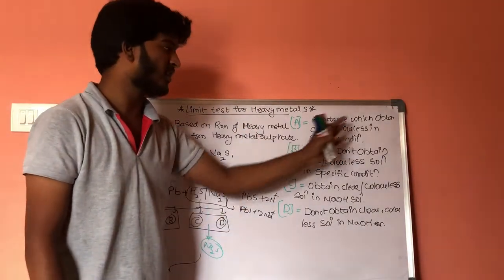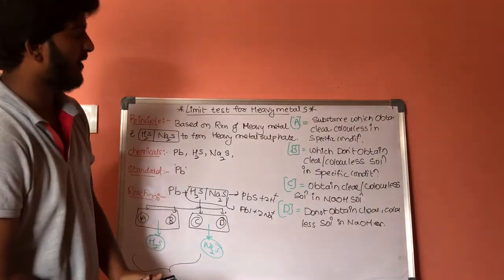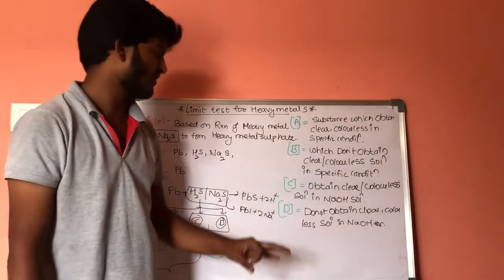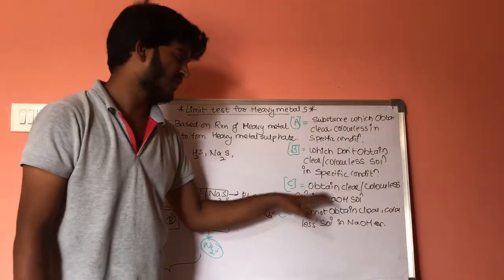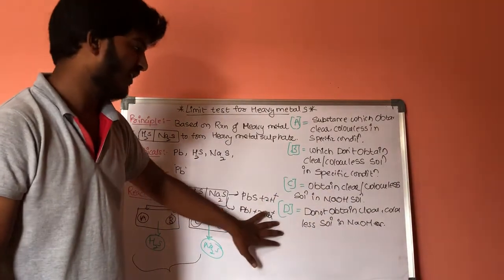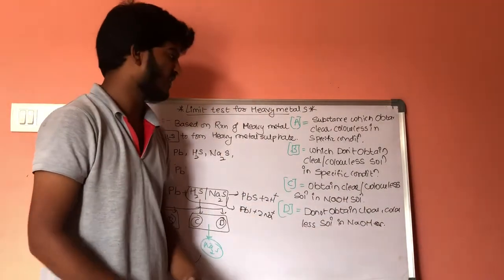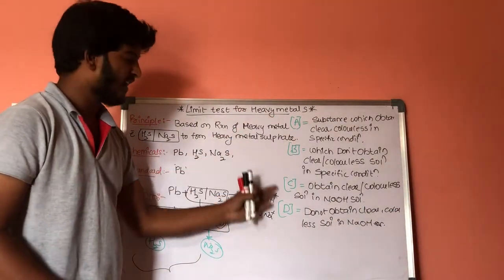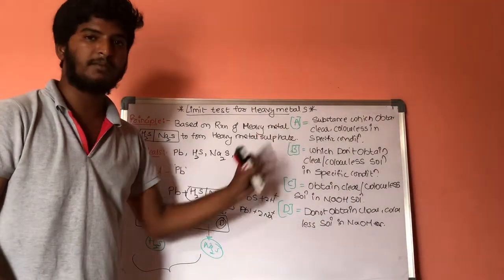Method A is used for the solutions which obtain clear and colorless solutions in specific conditions, whereas method B is used for the solutions which do not obtain clear colorless solution in specific conditions, whereas method C is used for the substance which obtains clear colorless solution in sodium hydroxide solution, whereas method D is used for the substance which does not obtain clear and colorless solution in sodium hydroxide solution. What is the difference between method AB and CD? Here there is a presence of sodium hydroxide solution, and there an absence of sodium hydroxide solution.